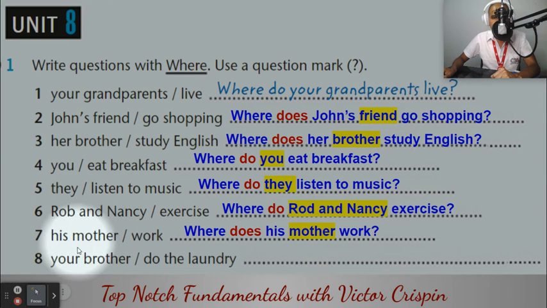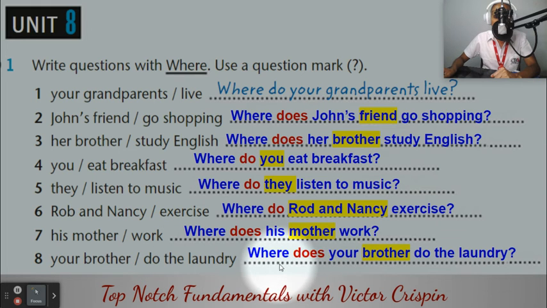Finally, number 8. Here we have your brother do the laundry. The question would be, where does your brother do the laundry? In this case, the auxiliary is does because the subject is brother, he. Well, these are all the answers that correspond to exercise number 1, unit number 8.